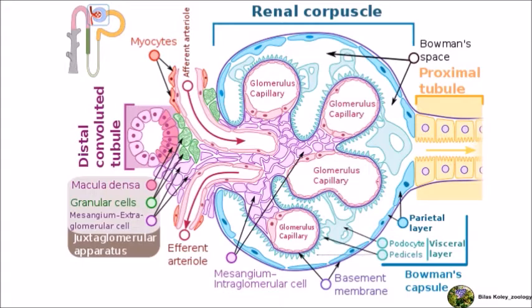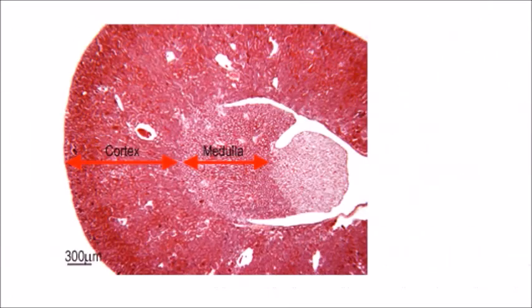Actually, Bowman's capsule and glomerulus combined are called Malpighian body or renal corpuscle. Now, if we have a closer look, we will observe that the kidney is enclosed in a capsule of connective tissue. The kidney consists of an outer granular cortex and a radially striated inner medulla.